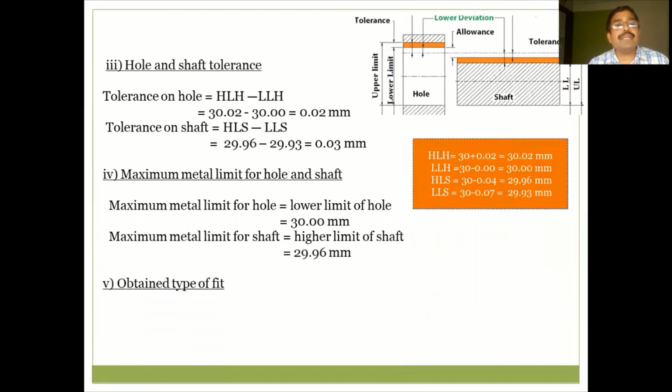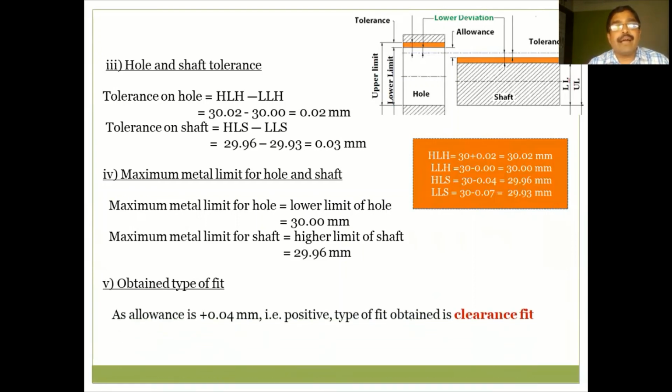And the last one is to obtain the type of fit. So student, when we are calculating the allowance, in our case the allowance is positive. As per this diagram also, your shaft is smaller than the hole. So naturally we will get a clearance fit.